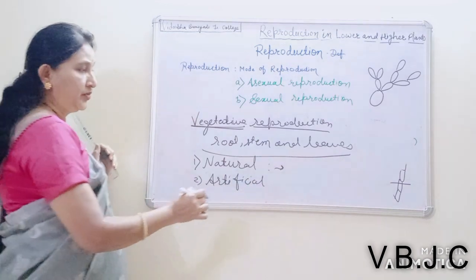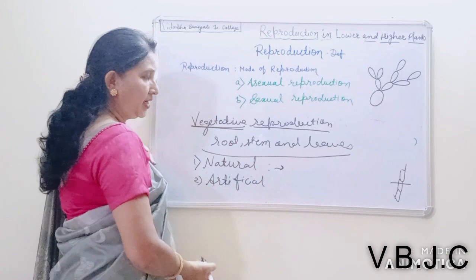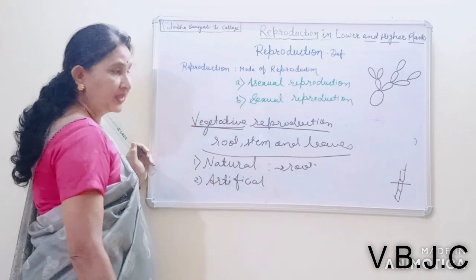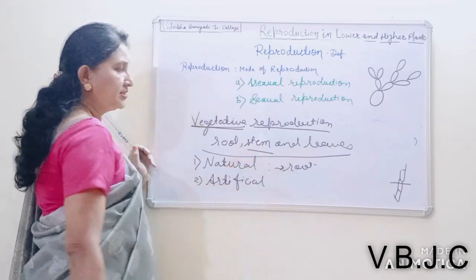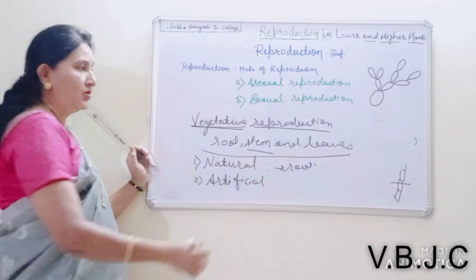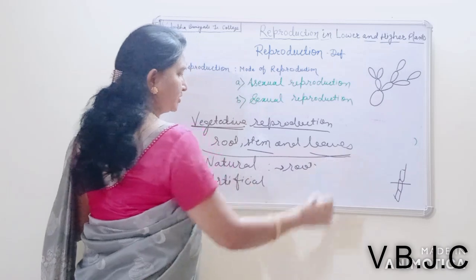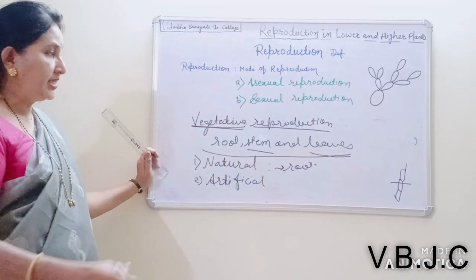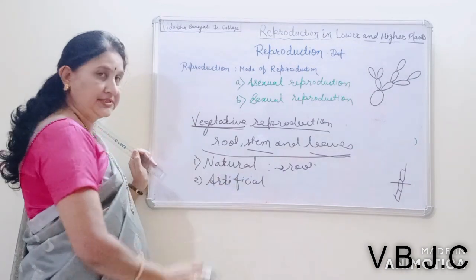Naturally, the vegetative reproduction takes place through the vegetative parts of the plant body. It may be the root. The example is a stem tuber, the stem. The tuberous stem, an example is the potato. And natural vegetative reproduction takes place by the leaf, the example is Bryophyllum. So naturally, that type of reproduction takes place there.